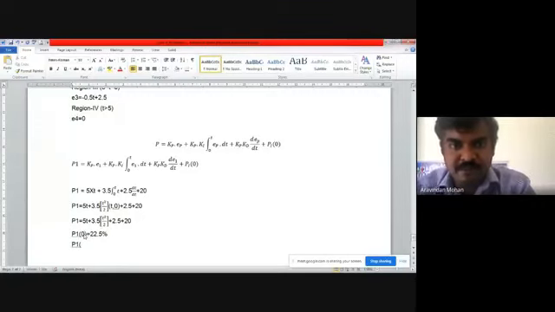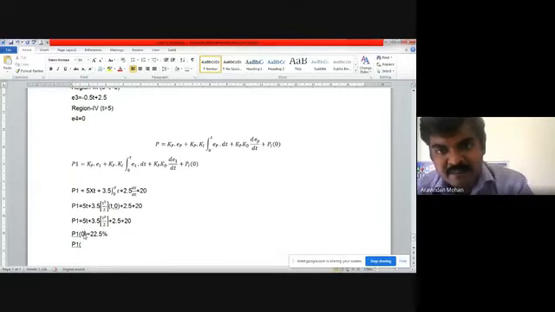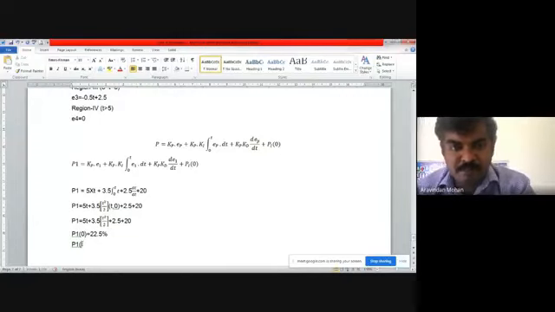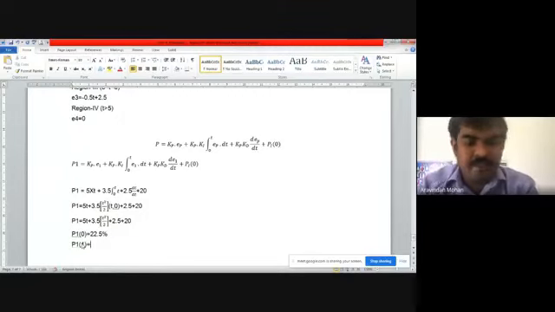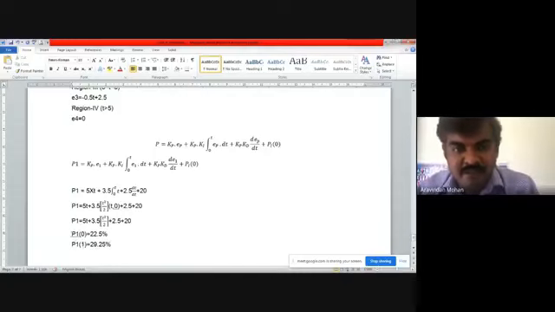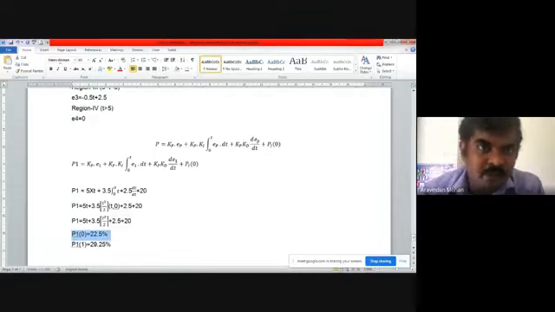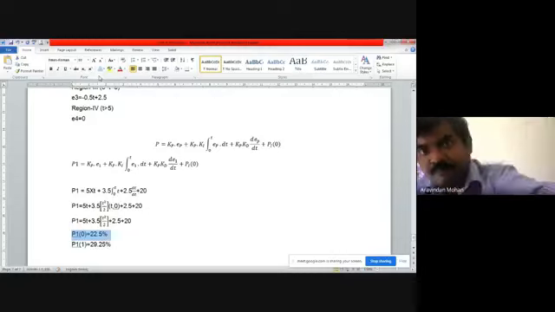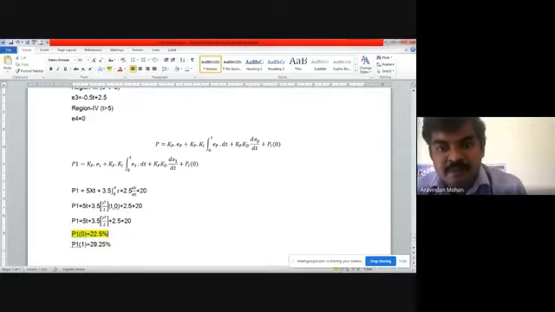Okay, first time we have to substitute 0. When you substitute 0, the first two terms get cancelled, so we will be getting P1 of 0 as 22.5. And when you substitute t equal to 1, we will be getting P1 of 1 is equal to 29.25 percentage. Okay, so these are the two controller outputs for the first interval.